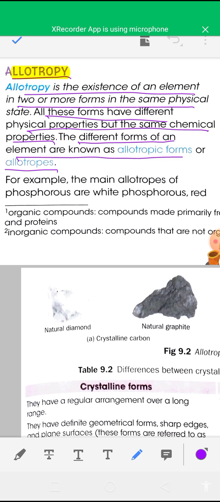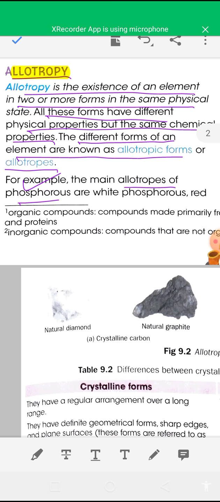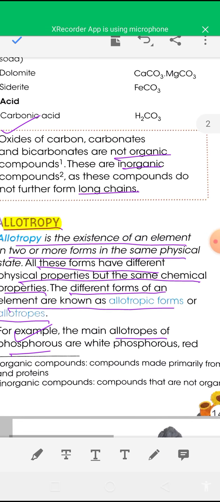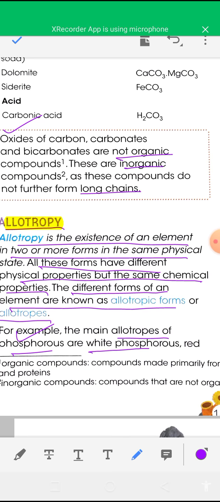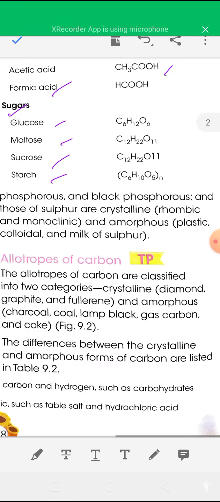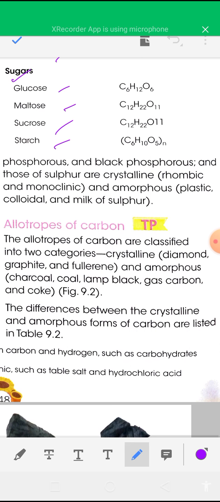An example of allotropy is given. Main allotropes of phosphorus: phosphorus has three allotropic forms: white phosphorus, red phosphorus, and black phosphorus. Similarly, sulfur has two allotropic forms, that is rhombic sulfur and monoclinic sulfur.